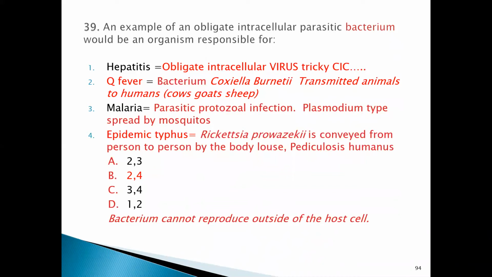To humans, cows, goats, and sheep carry this. And then epidemic typhus is caused by Rickettsia prowazekii, and it's conveyed from person to person by the body louse or Pediculus humanus. Malaria is a parasitic protozoal infection caused by a plasmodium type, and that's spread by mosquitoes.